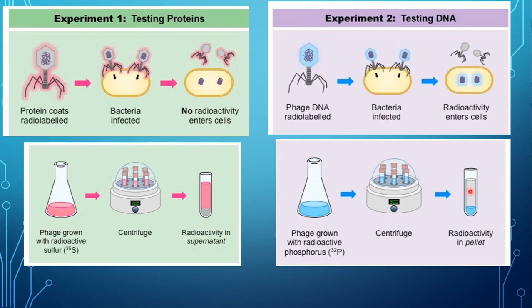So it proves that radioactivity is being emitted from the portion in the pellet, that is the portion which was found as a sediment below. That portion has the bacteria. So radioactivity is emitting from the bacteria. It means that DNA had entered the bacteria. So it proves that DNA is the genetic material.